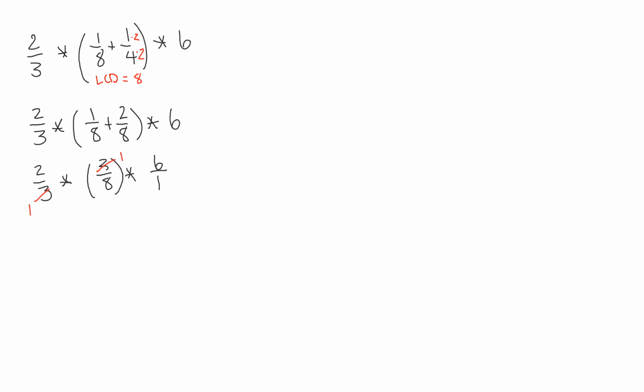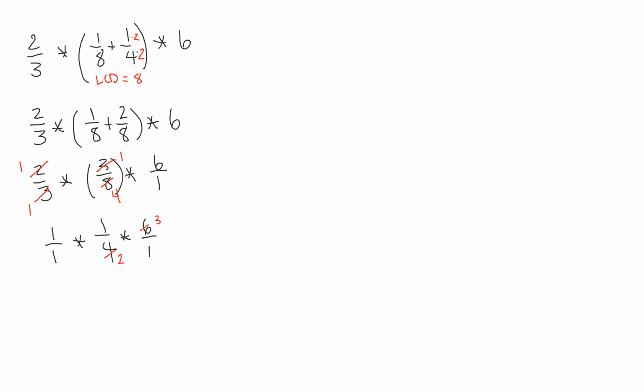I also noticed 2 and 8 have a common factor of 2. 2 divided by itself is 1. 8 divided by 2 is 4. Now, I'm going to go ahead and just clean up this problem because it's getting a little messy. I have one more simplification that I can do. All right. 6 and 4 have a 2 in common, so I want to divide both of those by 2. 4 divided by 2 is 2. 6 divided by 2 is 3. And now I just multiply across.